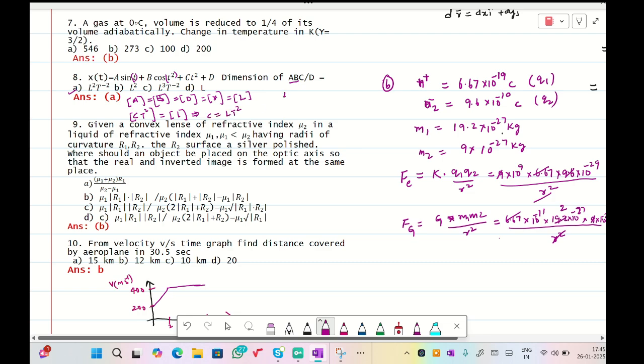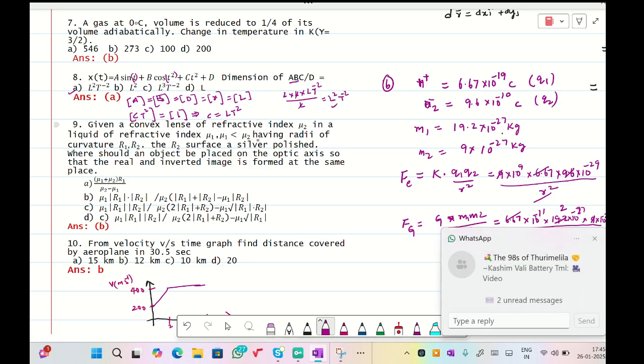Now substitute here L into L T power minus 2 by L. L gets cancelled. That equals L square T power minus 2. This is the answer for the 8th question.